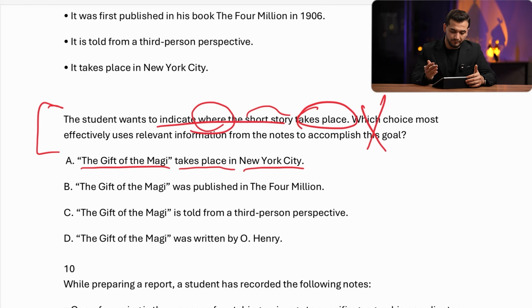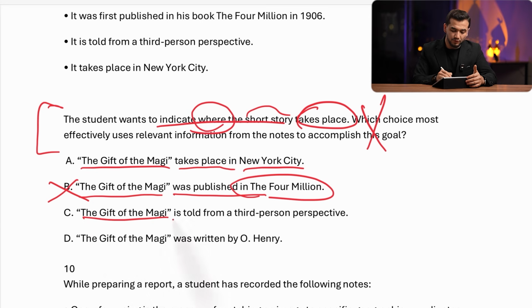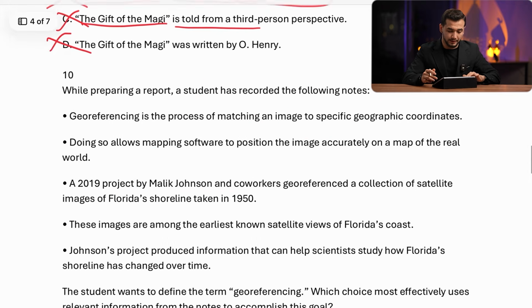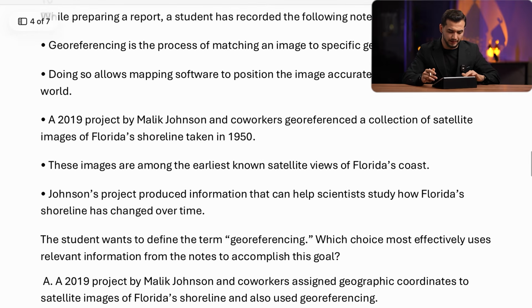Okay, just for sake of explanation, I'm gonna read the following as well. The gift of Maggie was published in, it's about publishing, right? So not taking place. C, gift of Maggie is told, no. So D, the gift of Maggie was written, no, it's not about writing. So next one, okay, that was easy, stupidly easy actually.